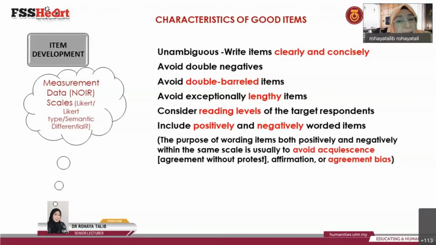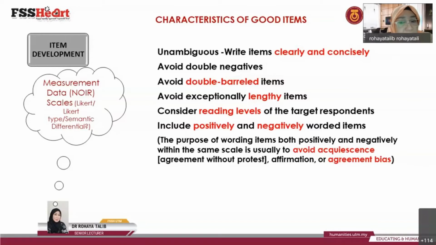Characteristics of good items. Please write items clearly and concisely, based on your understanding of the phases that you followed just now. Avoid double negatives. Avoid double-barreled items; you are measuring two things at one time in one item. Avoid exceptionally lengthy items; you are not testing their language. Consider the reading level of the target respondents. Include positively and negatively worded items.